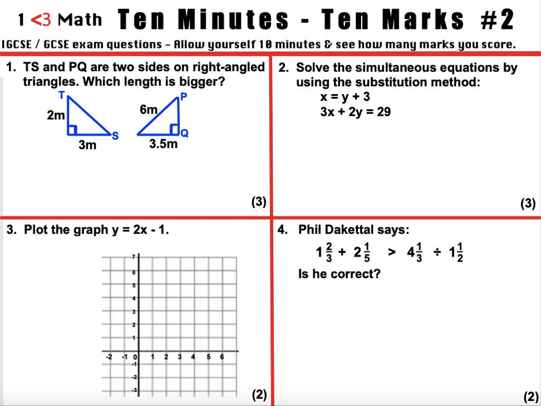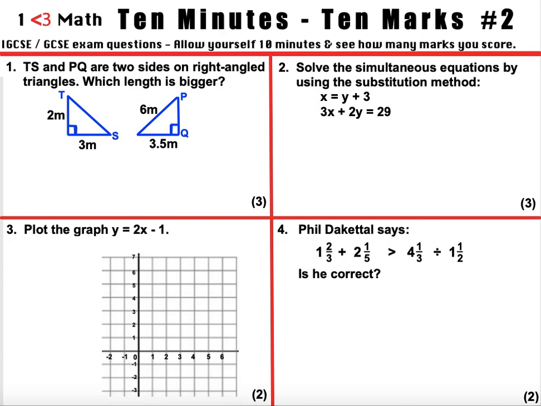So question 1. TS and PQ are two sides on right-angled triangles. Which length is bigger? Now, whenever I see right-angled triangles, I think that the question might be trigonometry or it might be Pythagoras. Trigonometry involves two sides and an angle other than the right angle, whereas Pythagoras involves two sides to calculate the other side. So, at this point, it becomes clear that the question is a Pythagoras question.